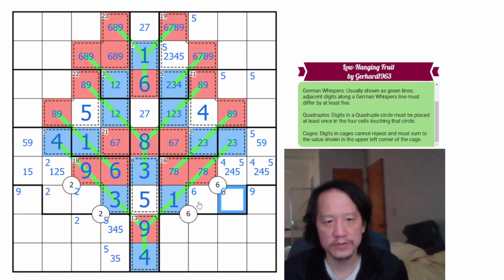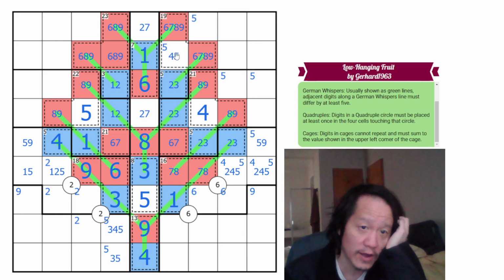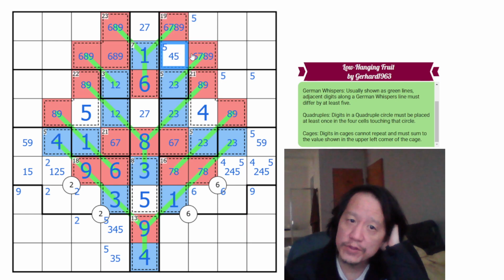So this is 1, which means this can't be 1. This can't be 4. So we have a 2, 3, 2, 3 pair here in column 6. The rest of the column cannot contain a 2 or 3. Therefore, this is 4 or 5 with the two high numbers. So it could be adding up to 19.